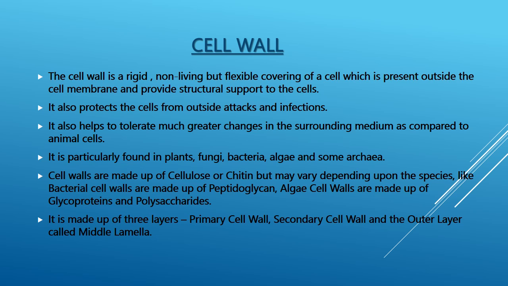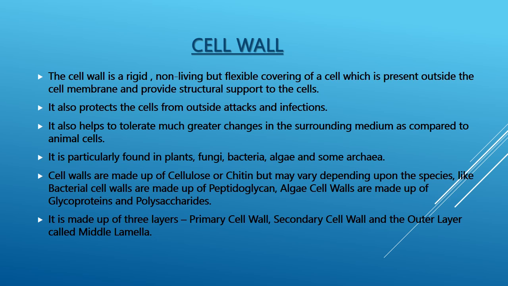So what is the first function of the cell wall? It provides structural support to the cell. Next, it also protects the cell from outside attacks and infections. It also helps tolerate much greater changes in the surrounding medium as compared to animal cells. It is particularly found in plants, fungi, bacteria, algae, and some archaea. Cell walls are made up of cellulose or chitin, but may vary depending upon the species.